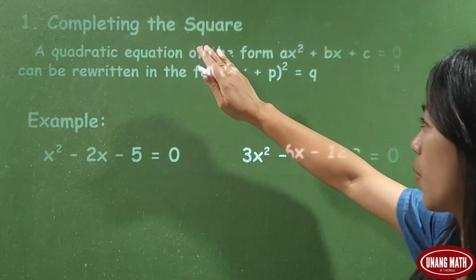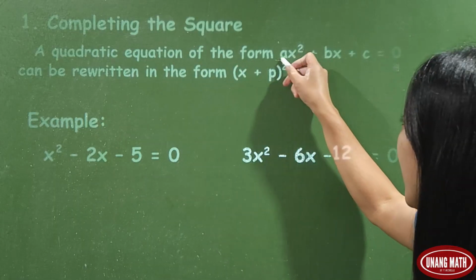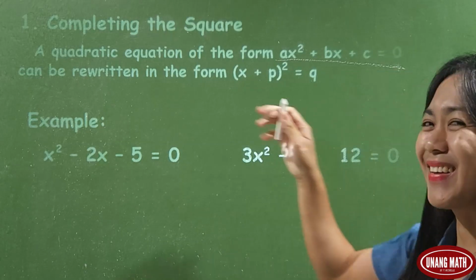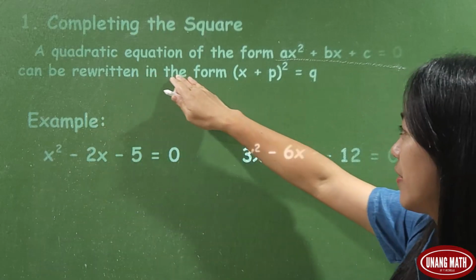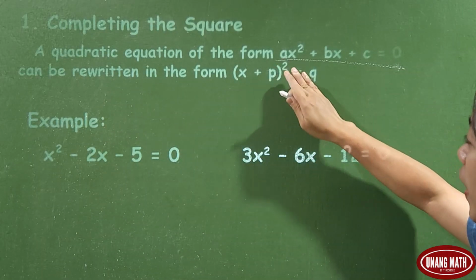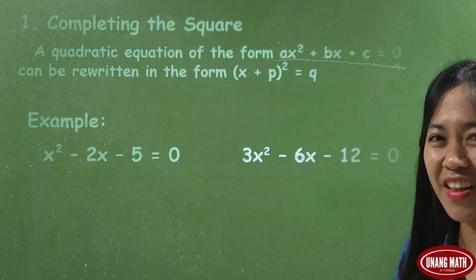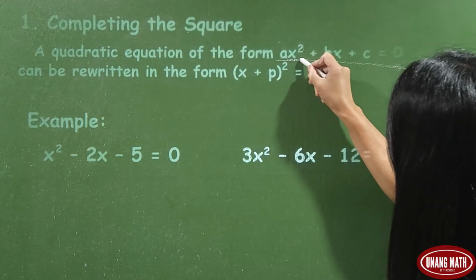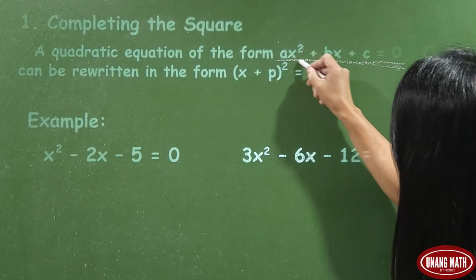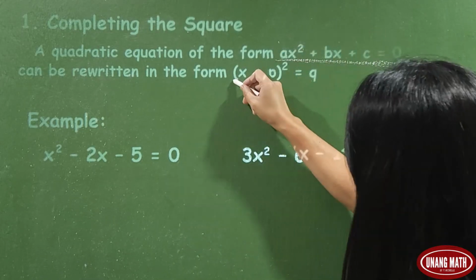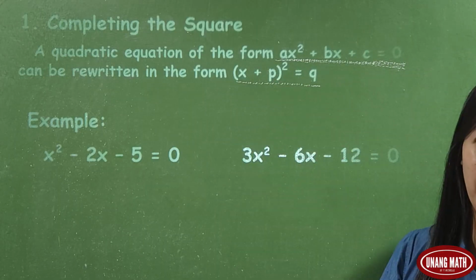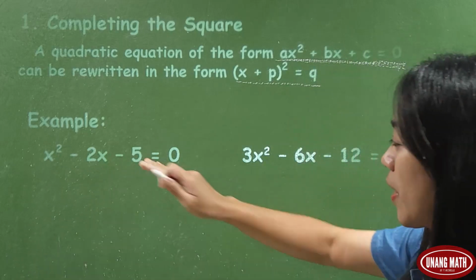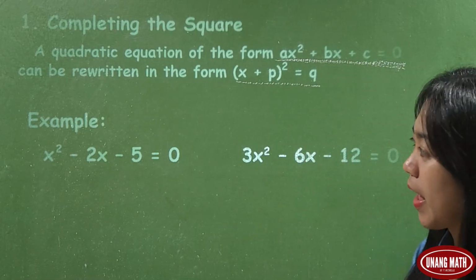A quadratic equation of the form ax squared plus bx plus c is equal to 0 can be rewritten in the form (x plus p) squared is equal to q. In other words, completing the square means we are going to rewrite this quadratic equation into this form. Okay, example, x squared minus 2x minus 5 is equal to 0.